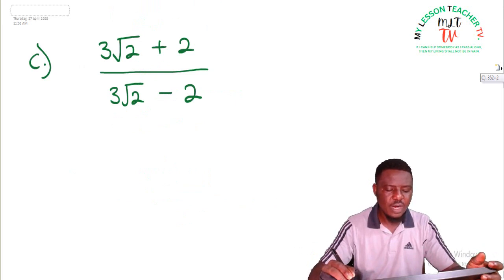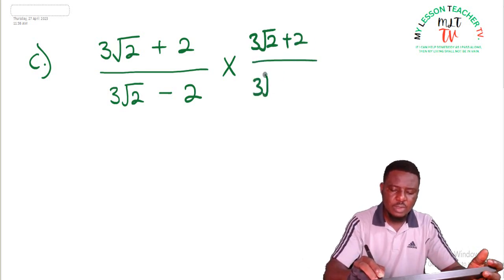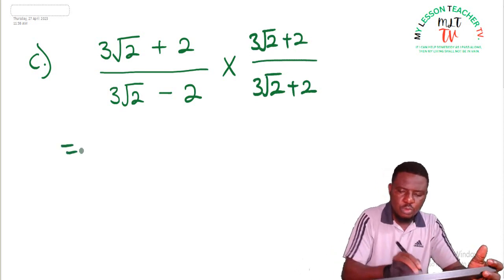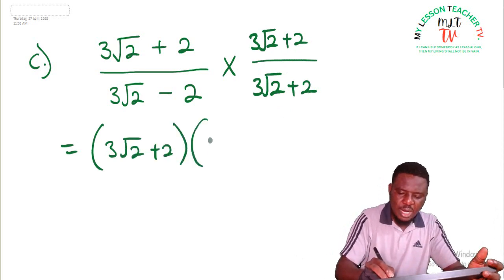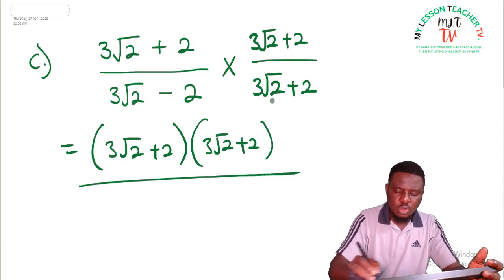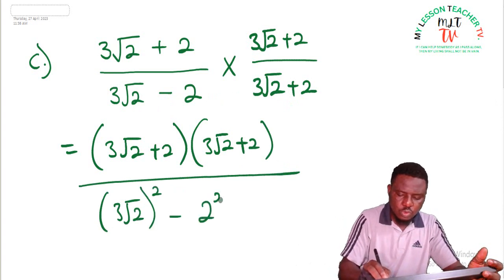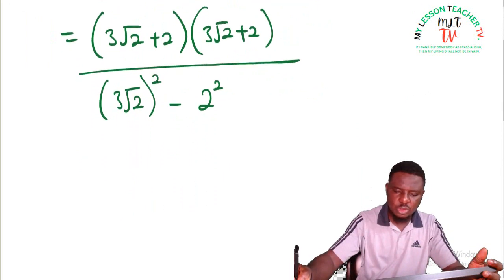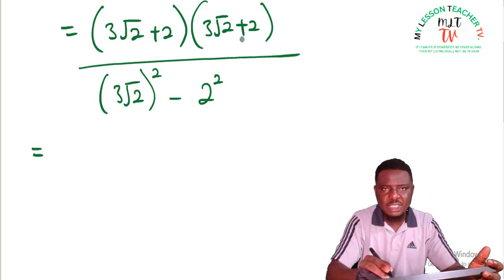C, we have 3 root 2 plus 2 divided by 3 root 2 minus 2. We also multiply both numerator and denominator by the conjugate of 3 root 2 minus 2, which is 3 root 2 plus 2, divided by 3 root 2 plus 2. When you do this, you are going to have bracket 3 root 2 plus 2 multiplied by bracket 3 root 2 plus 2, all divided by, I apply the difference of 2 squares because these two are conjugates. You have 3 root 2 squared minus 2 squared. Please note, the numerators are not conjugates, so you don't apply that there. This can be simplified by splitting one of the brackets into two terms and using them to multiply the second bracket.